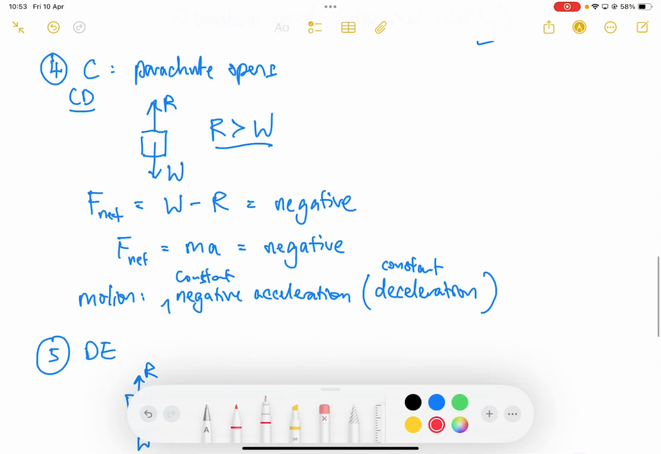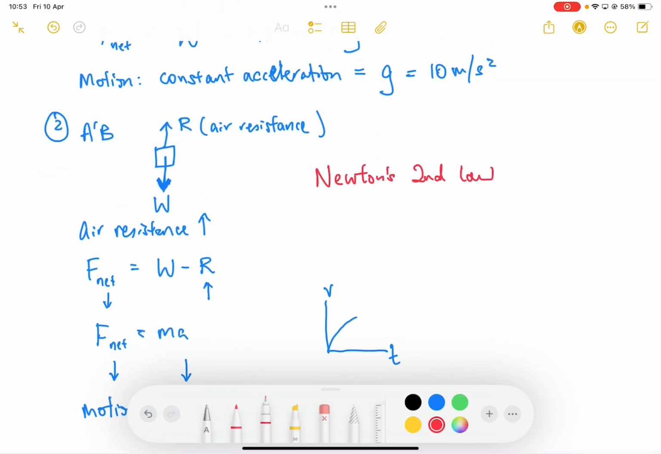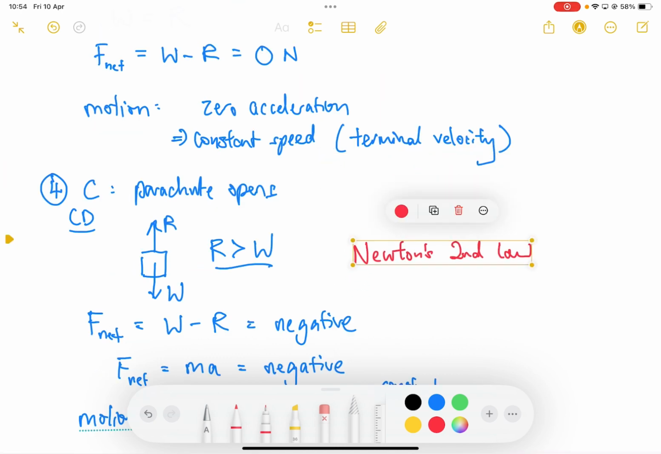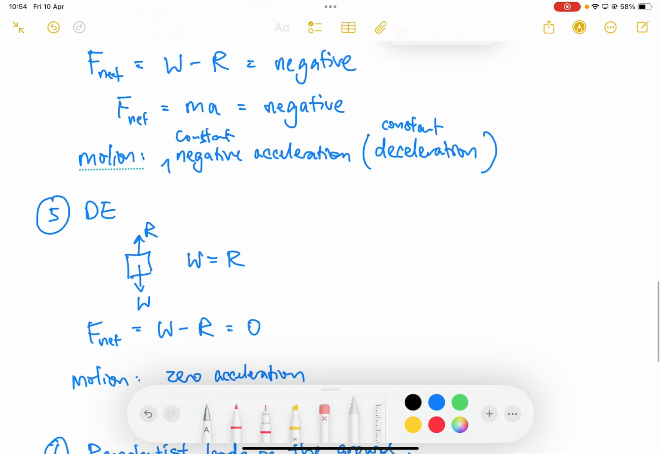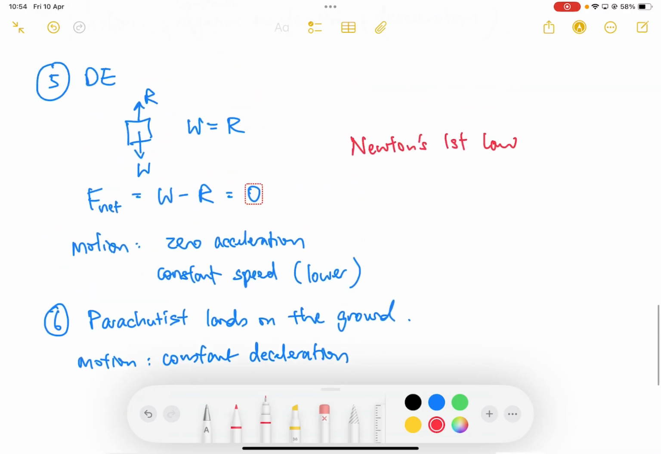Okay? So after that, it's more or less repeated. All right, Newton's second law again. All right, after that, from C to D, okay, he's decelerating with the parachute open. Newton's second law again. All right, and then for D to E, it will be which law? First law again, right? Okay, and finally he lands on the ground.